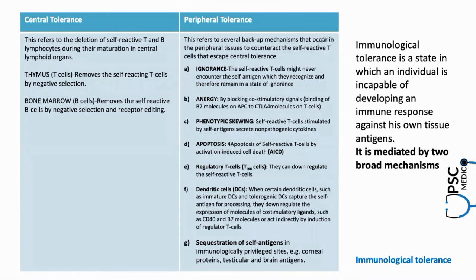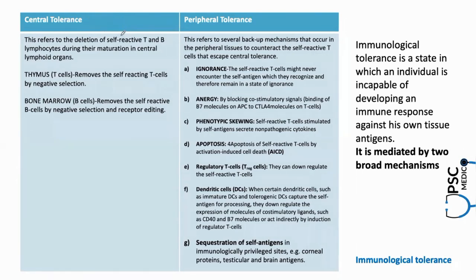So in the first part of the discussion, try to focus here. What is immunological tolerance? It is a state in which an individual is incapable of developing an immune response against his own tissue antigen. Simple, the definition. What are the mechanisms of immunological tolerance in the body? One is central and the other is peripheral. We all know we have central lymphoid organs and peripheral organs. Central lymphoid organs are mainly the thymus and bone marrow. The T cells mature inside the thymus, which is why they are called T cells, whereas the B lymphocytes mature inside the bone marrow, which is why they are called B cells.